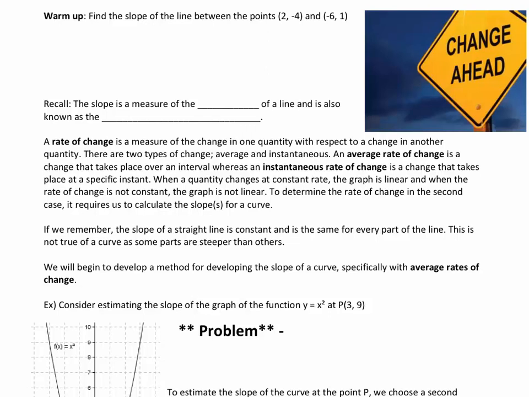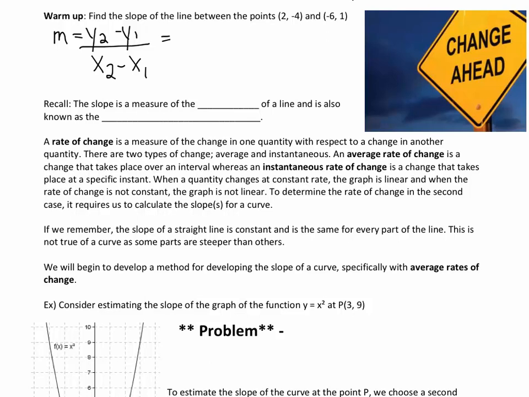In this video, we are going to look at average rate of change. To do that, we need to refresh our memory about slope. The slope of a line is found by taking the difference of the y values, y2 minus y1, over the difference in the x values, x2 minus x1.